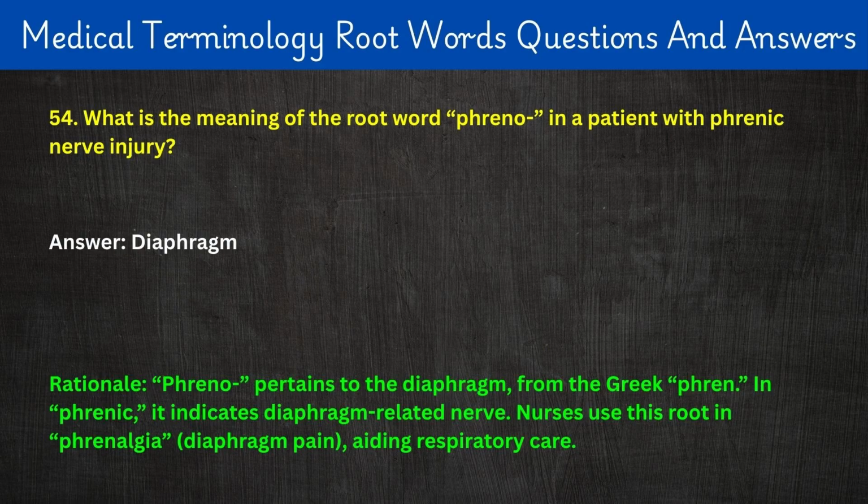54. What is the meaning of the root word phreno- in a patient with phrenic nerve injury? Answer: diaphragm. Rationale: Phreno- pertains to the diaphragm, from the Greek phren and phrenic. It indicates diaphragm-related nerve. Nurses use this root in phrenologia, diaphragm pain, aiding respiratory care.